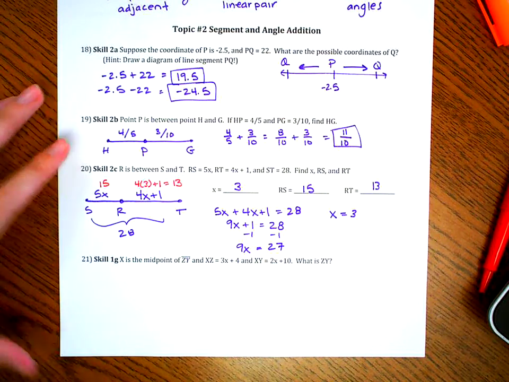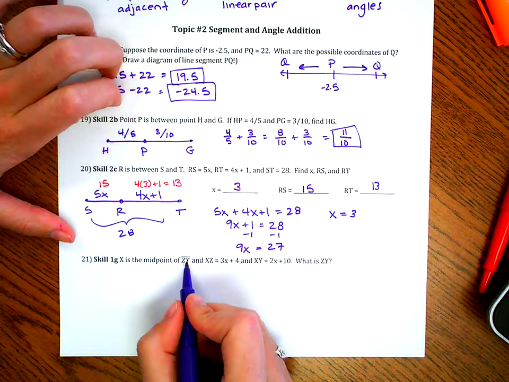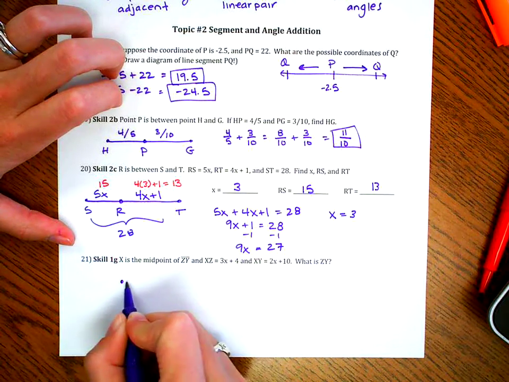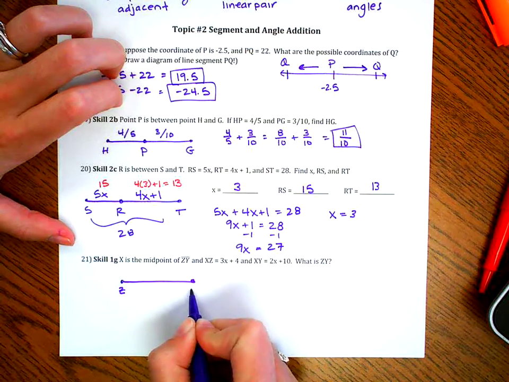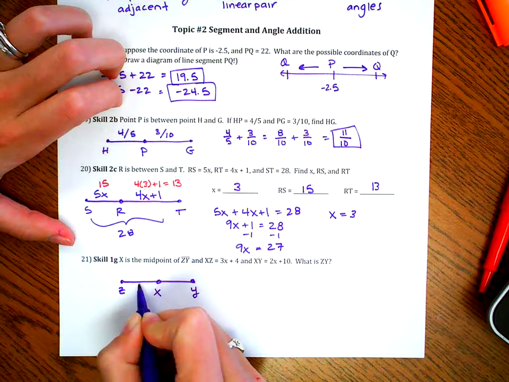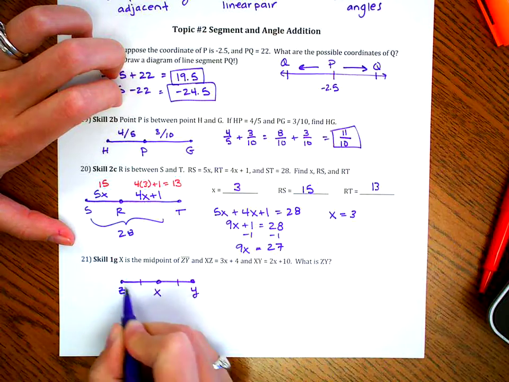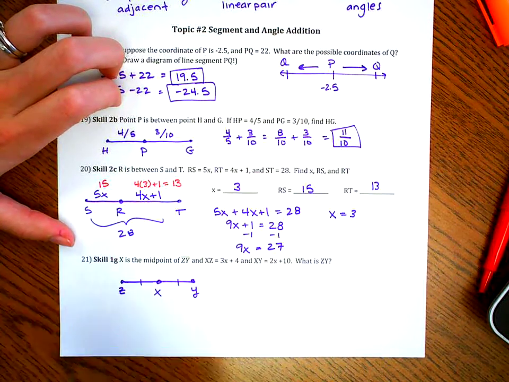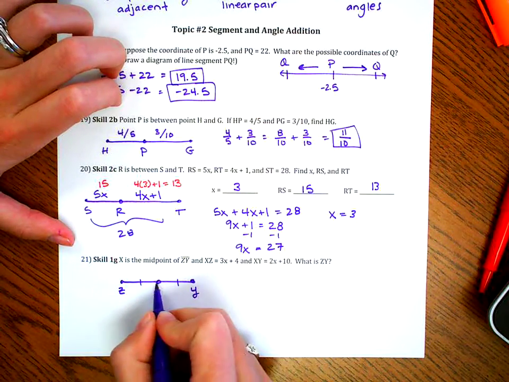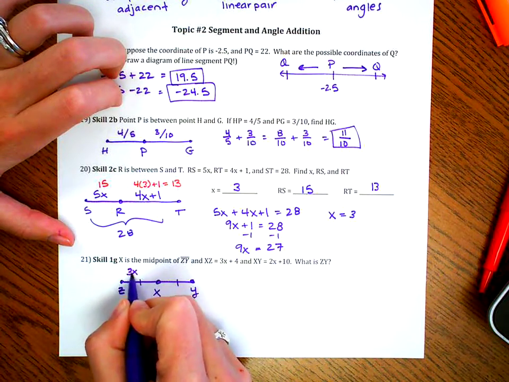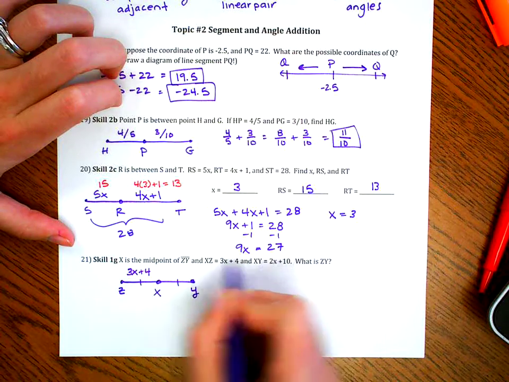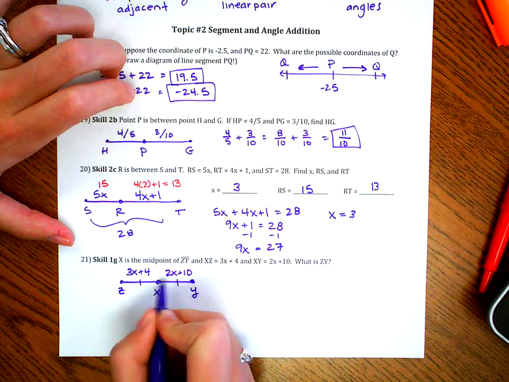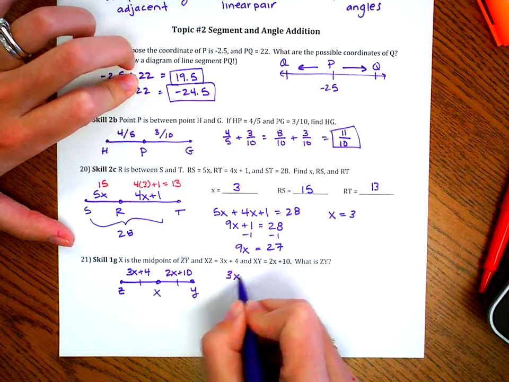Okay, number 21. X is the midpoint of segment ZY. Remember that line on top means segment. So ZY. Here's Z, here's Y. X is the exact midpoint. That means we can mark each of these pieces with a tick mark. That means that this piece is the same length as this piece. We know that XZ has a length of 3x plus 4, and XY has a length of 2x plus 10. Because X is the midpoint, these two halves are the exact same size, so we can set the two halves equal.